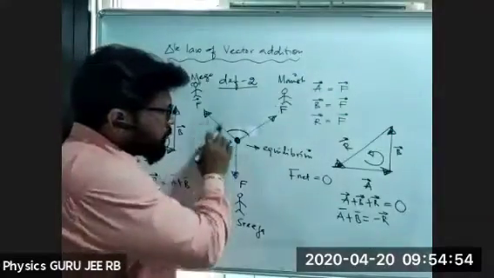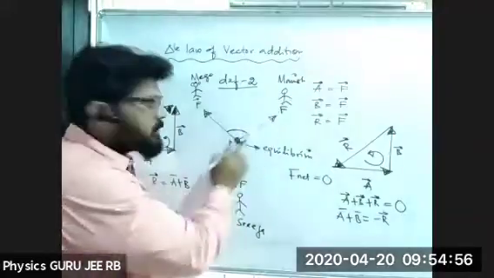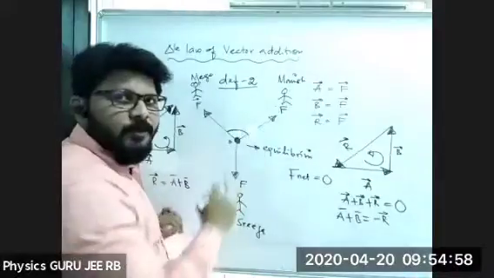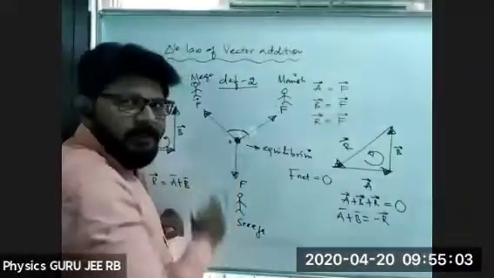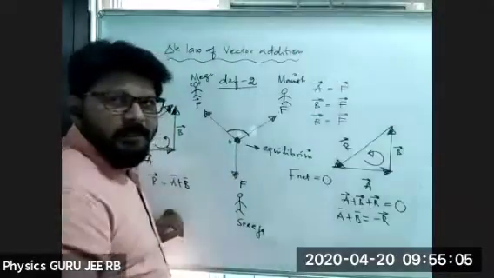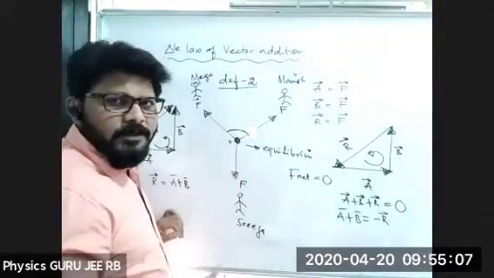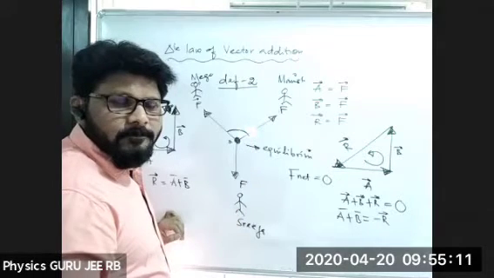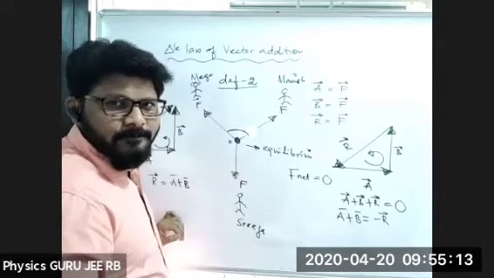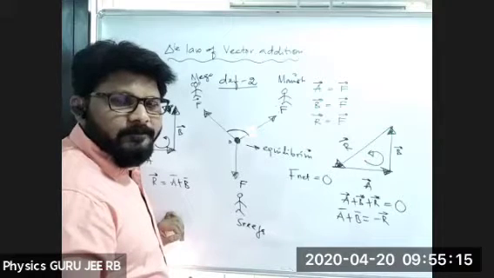Now, if I want to apply the resultant of these two forces, what should I use? Two vectors are there, which is making an angle theta. To find the resultant of this, what is the process? What is the method? What is the law? Can anybody say?